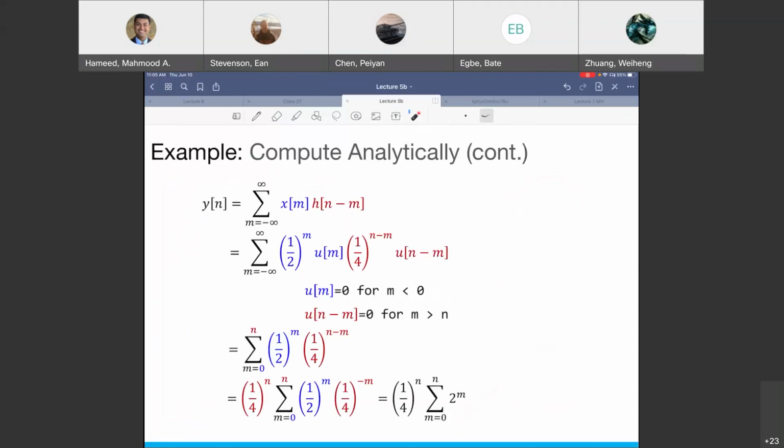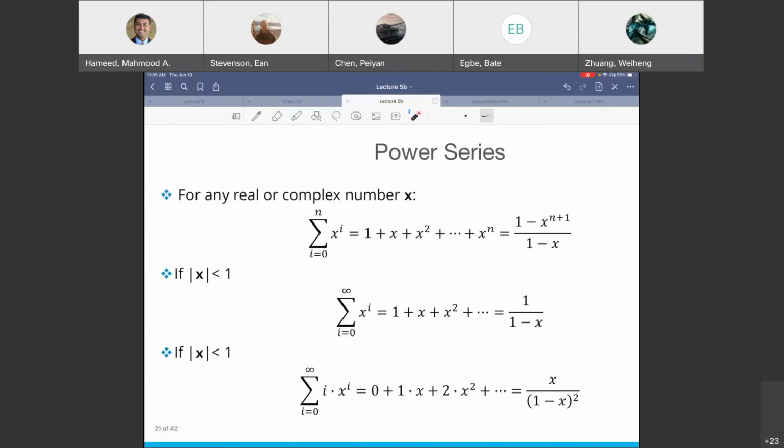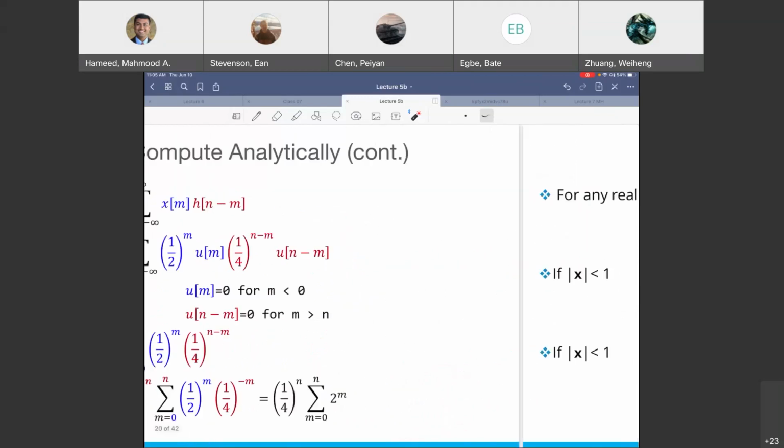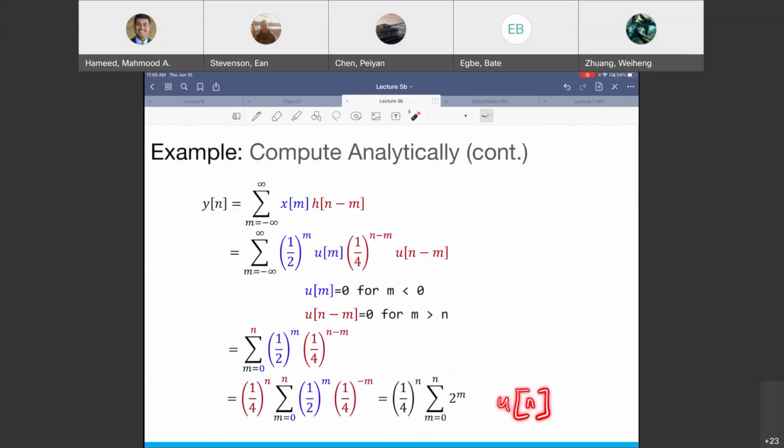What are you going to need to do after that? There's one more step that is missing here. You have 1/4 raised to n, that stays. This summation can be solved by using this, but there is one more step remaining, which is you still need to multiply by u of n at the end, because it is only going to be valid for n greater than or equal to 0. Because we know we have set the limits 0 to infinity for the output.